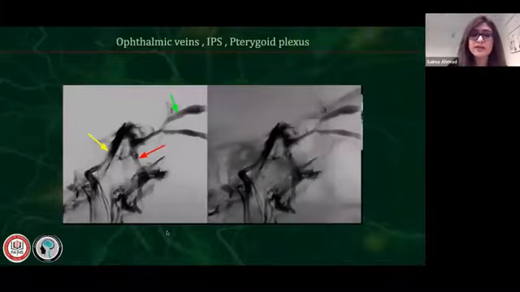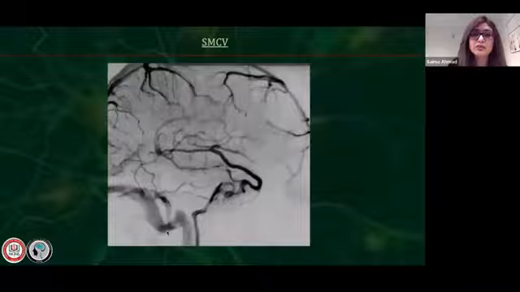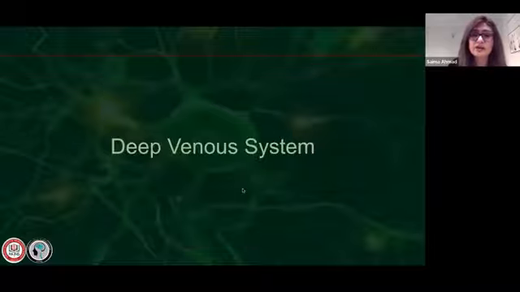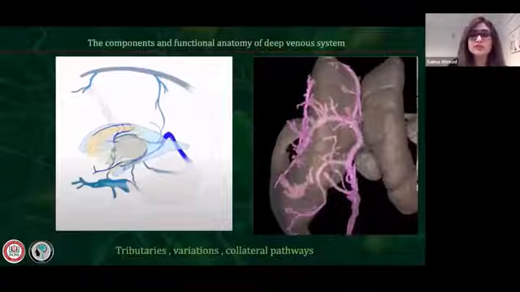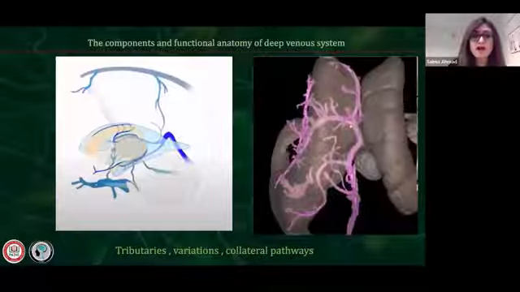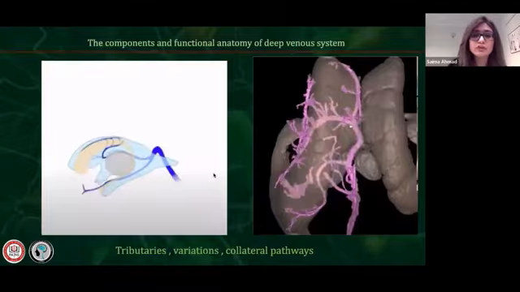So again, the same anatomy on this. Superficial middle sylvian vein draining into the anterior part of the cavernous sinus. So next we talk about the deep venous system. Deep venous system is a very small system, but it's a very difficult system. I try to make it simple for you, to help you understand this.